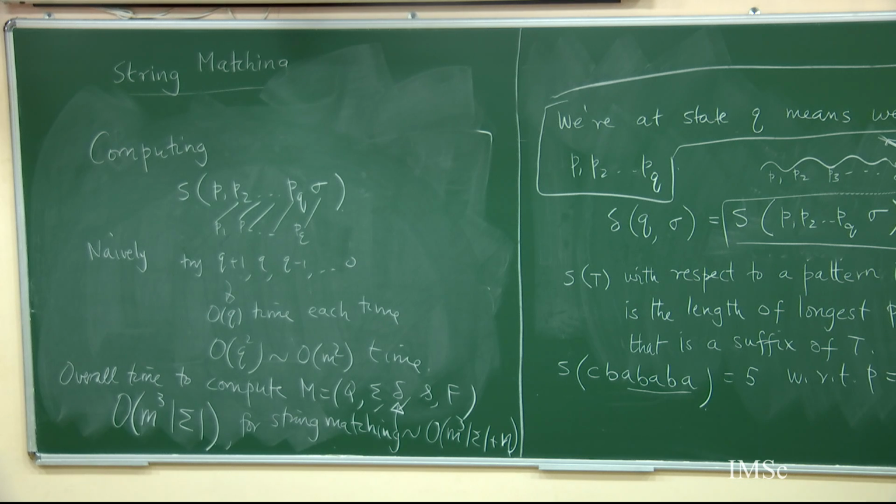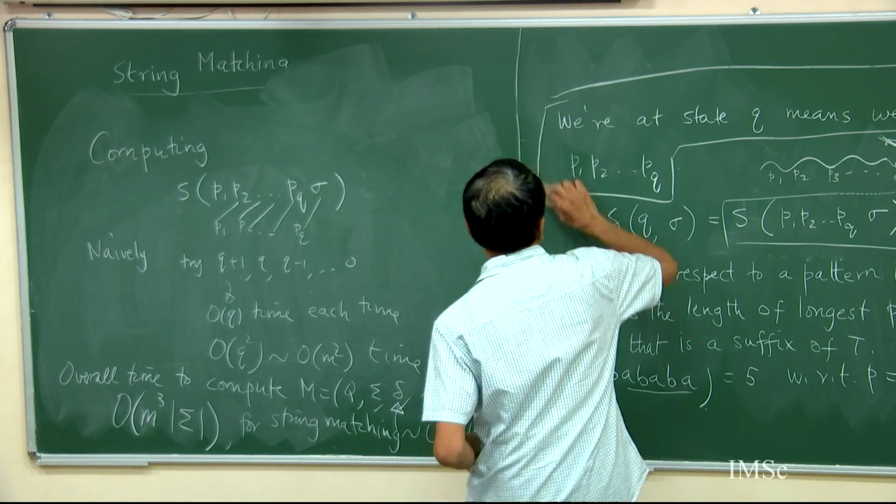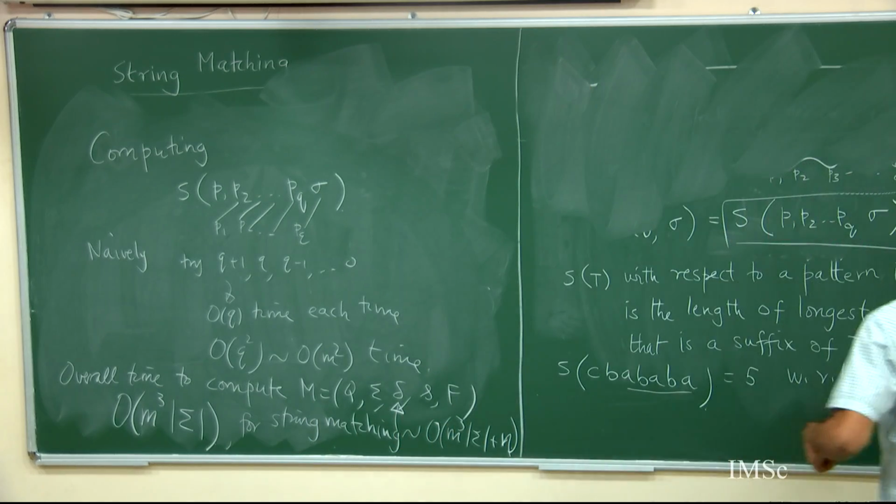Maybe I should mention this variation of the naive algorithm, which is due to Karp and Rabin, before I get to it.